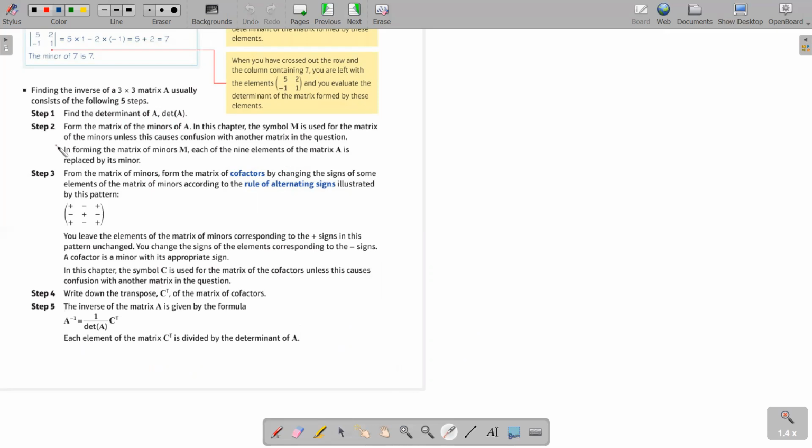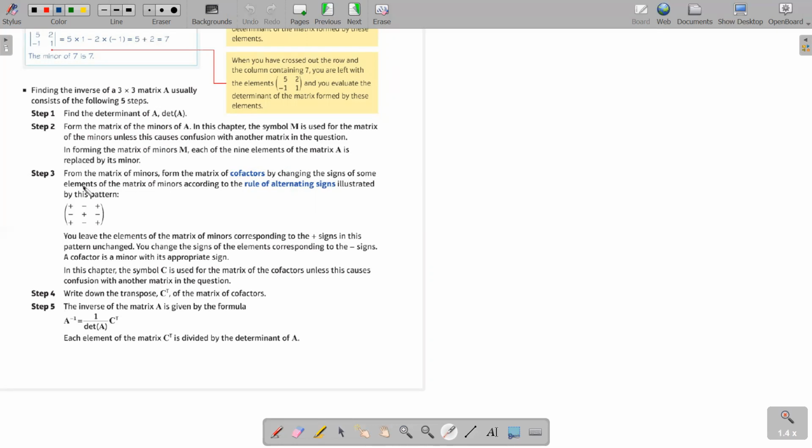The next one, step 2, form the matrix of the minors of A. Can you see? Matrix of minors. Right now, I just gave you the idea what I meant by matrix of minors, right? So what you do here is you have to make not just a minor for one element. You have to get the minor for all the 9 elements. Okay, there's a 3 by 3 matrix, which means there are 9 elements. So you have to get the matrix of minors for all the 9 elements. Okay, I'll show you that from an example.